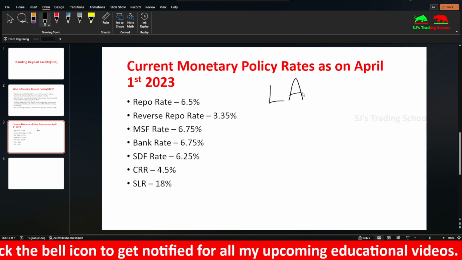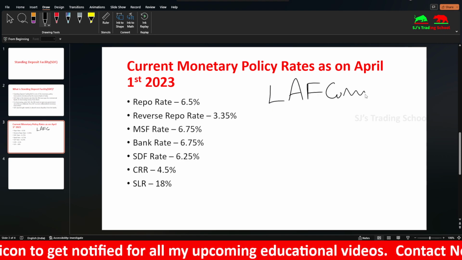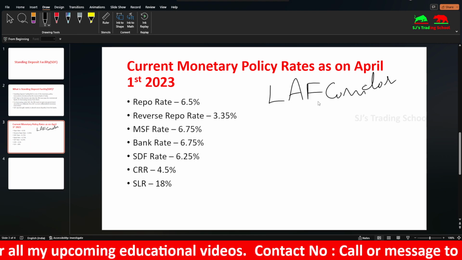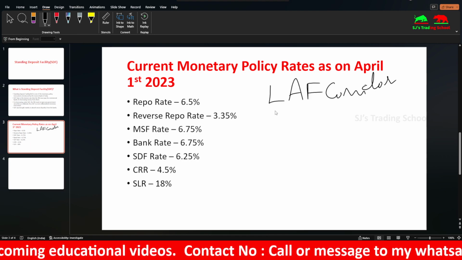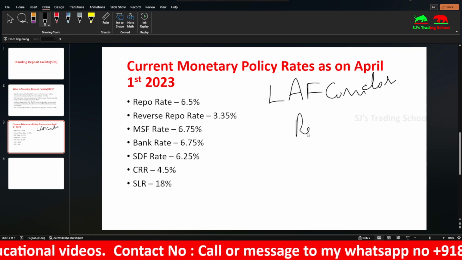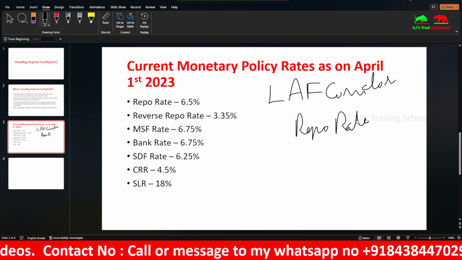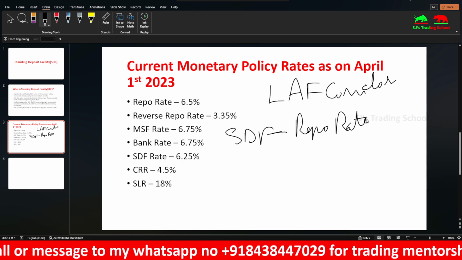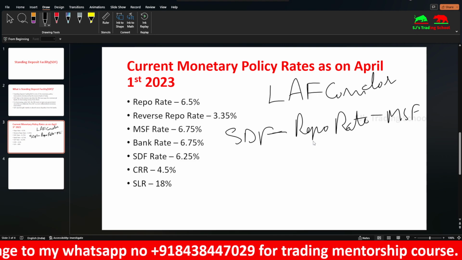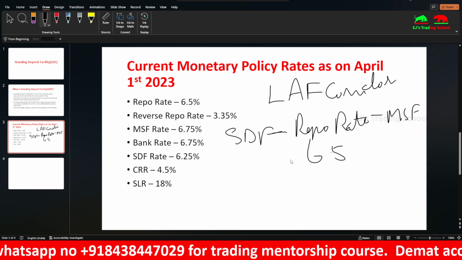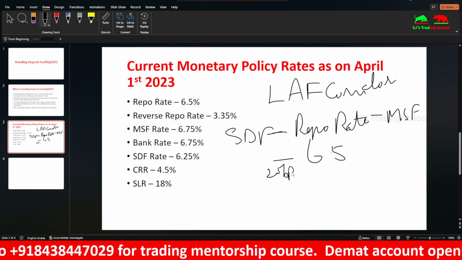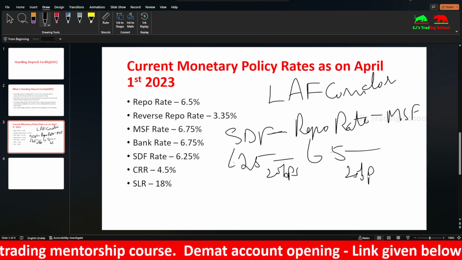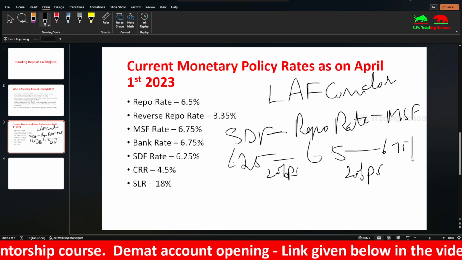There is a thing called the LAF corridor. LAF refers to the liquidity adjustment facility. I will explain this in a different video. Usually there is the repo rate, and there is the SDF here, and the MSF here. The repo rate is 6.5%, the SDF is 25 basis points less, that is 6.25%, and the MSF is 25 basis points more, that is 6.75%.